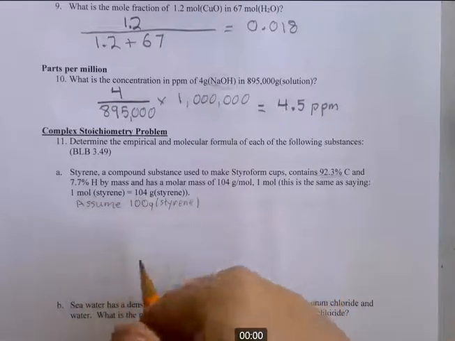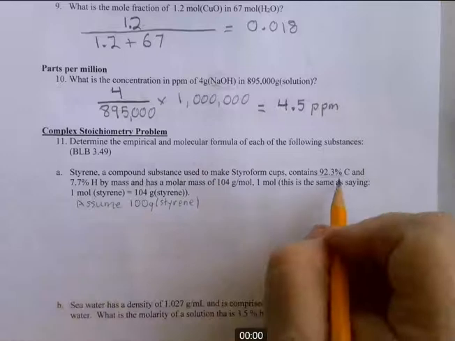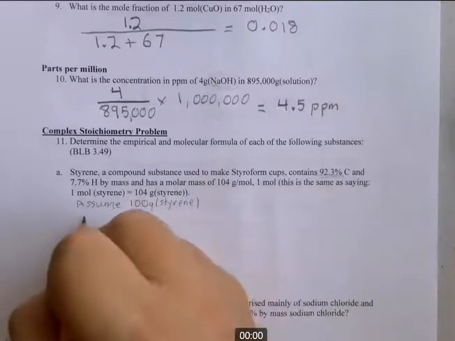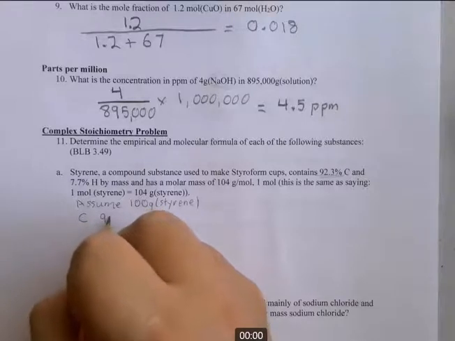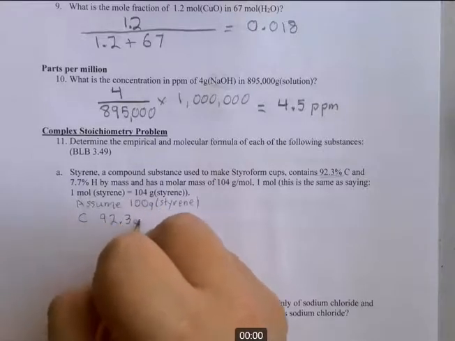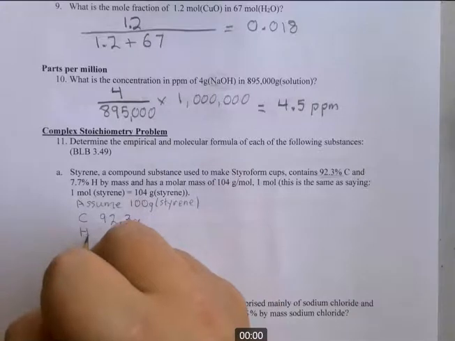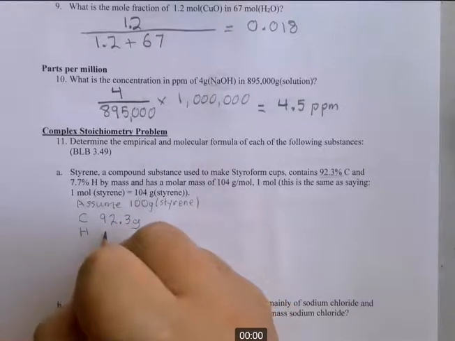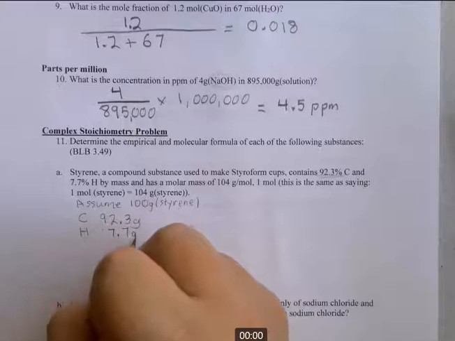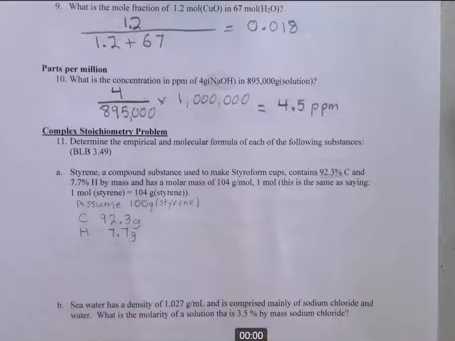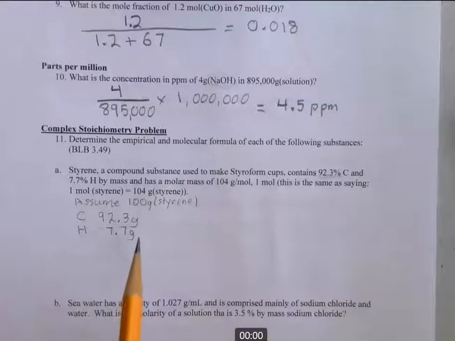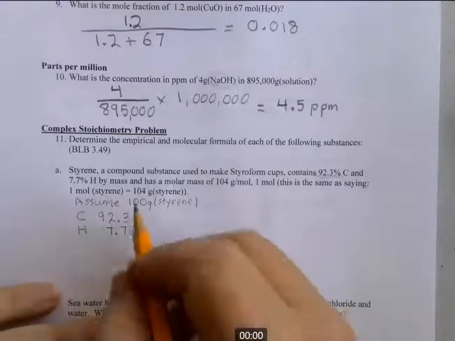Okay, so what that means is if you have 100 grams of styrene and 92.3% is carbon, then you have carbon is 92.3 grams and hydrogen is 7.7 grams. And now if you're going to work with a chemical formula, you got to get it into moles. Chemical formulas, chemical equations, compounds, they don't understand grams. So let's right away do that.